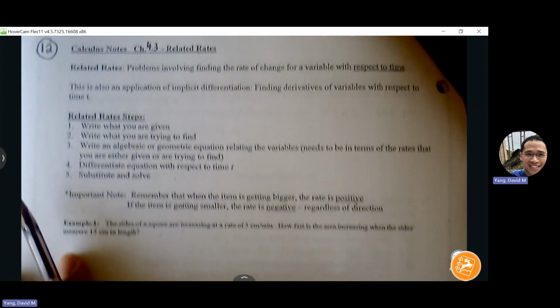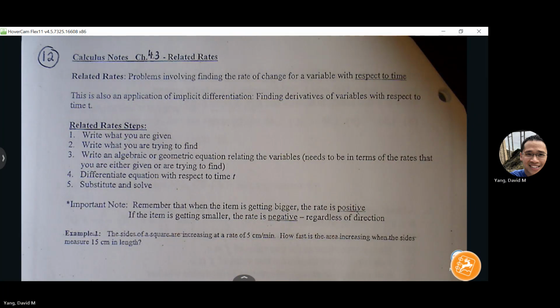We're talking about related rates. These are problems that involve finding the rate of change with respect to time. So everything we've done so far has been with respect to which variable? What has been our independent variable pretty much for all the functions? Yeah, x, right? So everything has been done in relation to x.